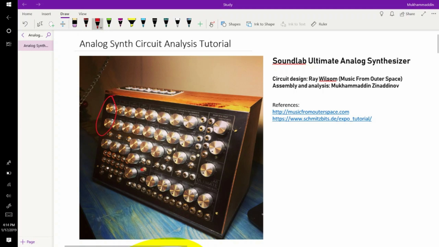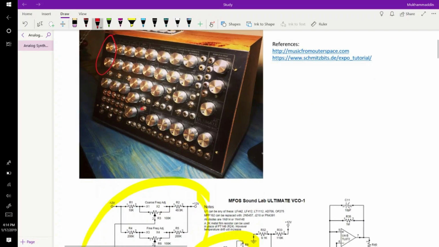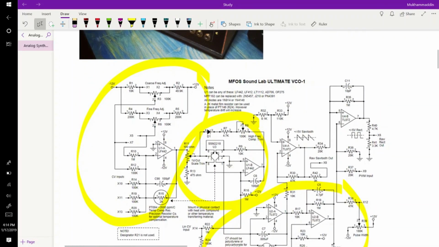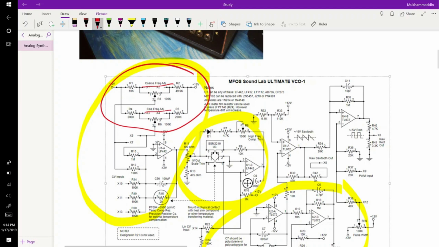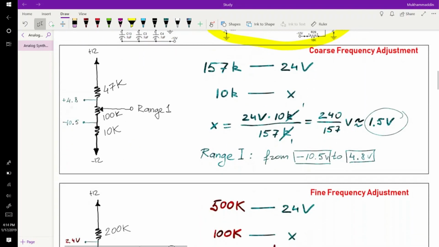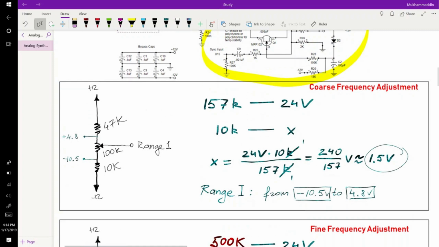Why? Because one of them is for coarse frequency adjustment and another is for fine frequency adjustment. So since they are knobs, they are connected to potentiometers, and they are shown right here. So one of them is for coarse frequency adjustment, another for fine frequency adjustment. And now let me redraw. I already redrew the circuit below. It's just easier to analyze it that way.